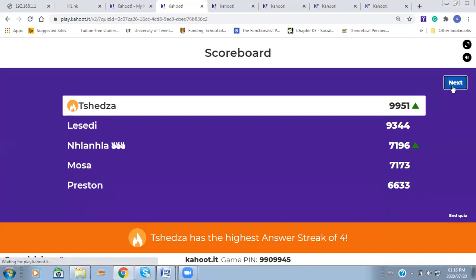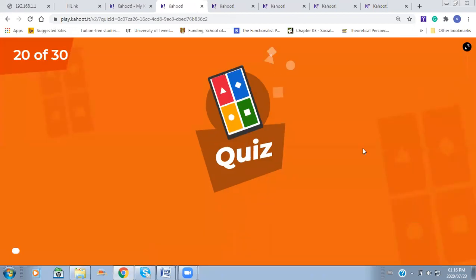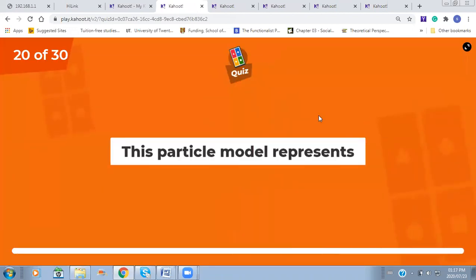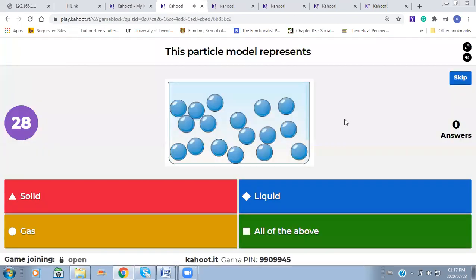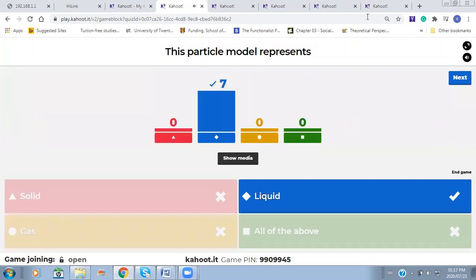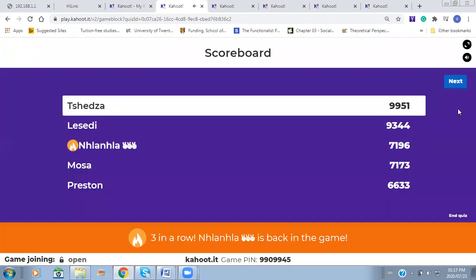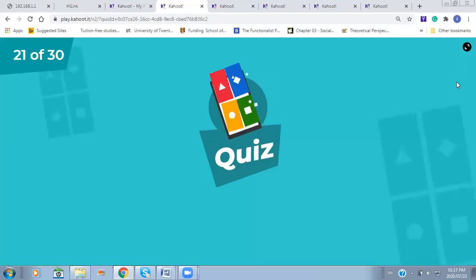Let's get going. Question 20. This particular model represents what? You just look at the diagram. Is it a solid? Is it a liquid? Is it a gas or all of the above? Let's check that out. Okay, it represents a liquid and all of you got it right. Teza is still leading, but Mosa was the very first person to answer. And Plantler now has a streak of 3 questions correct.